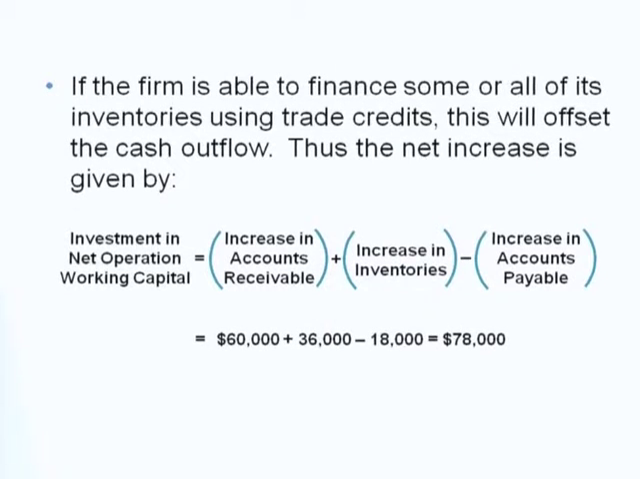And here is how to calculate investment in net working capital: it equals the increase in accounts receivable plus the increase in inventory. Those two items are current assets. Minus the increase in accounts payable, which is a current liability. So this is the investment in net operating working capital.